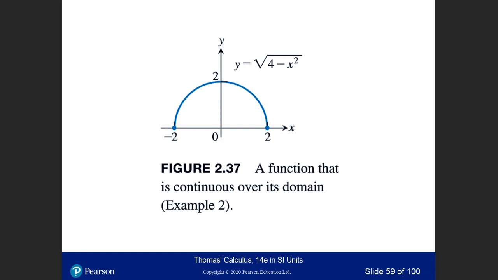Same is true for this function that we have seen before. y is equal to the square root of 4 minus x squared. Now the function is defined between minus 2 and plus 2. And we know that as you approach minus 2 from the right-hand side, the limit is 0 and the function value is 0. So it's right continuous at minus 2. And as you approach 2 from the left-hand side, it's left continuous at 2. And for all interior points, it's continuous. So the function is continuous over its domain, and its domain is the closed interval minus 2 to plus 2.